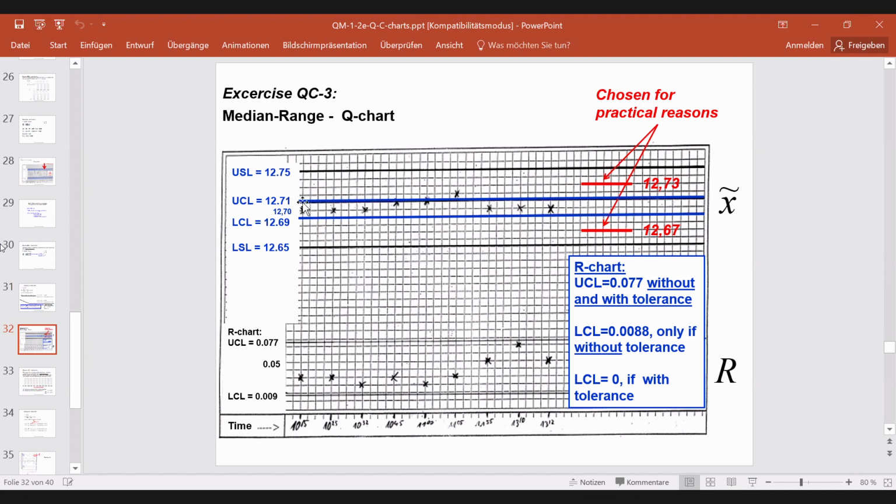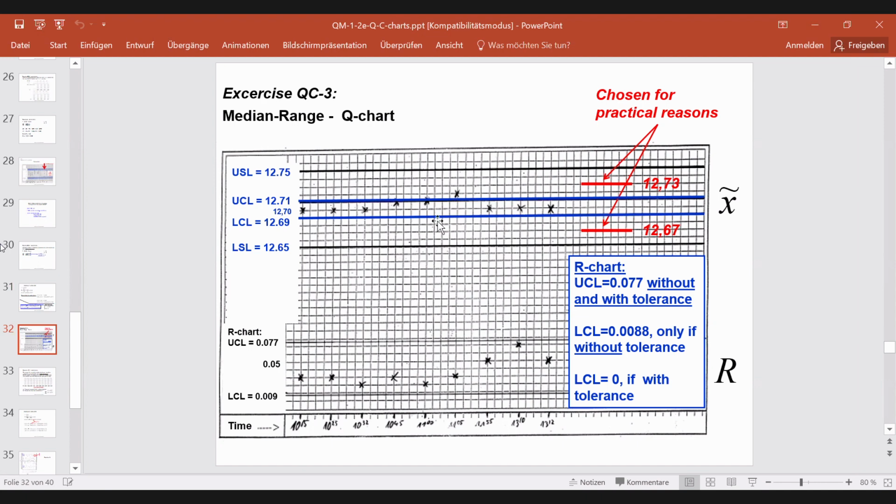Inside here you have the control limit, upper and lower control limit. And what you see here is, if you calculate it with the equations, then you get control limits, and this can happen in many cases in practical applications. The calculated control limits are too narrow. They are too close together. So this range between these control limits is very, very small in comparison to the range of the tolerance.